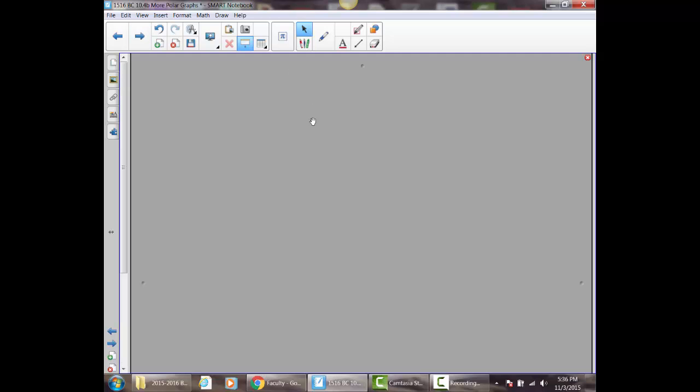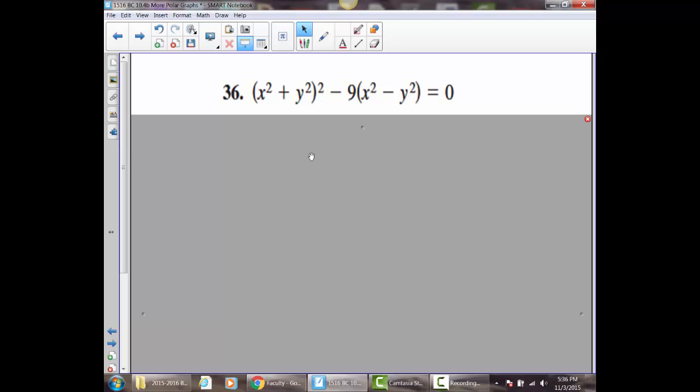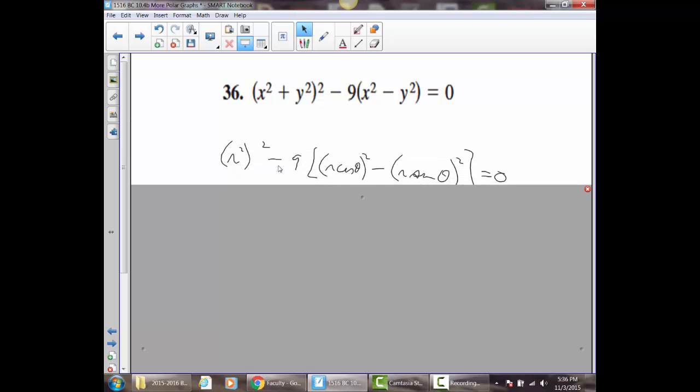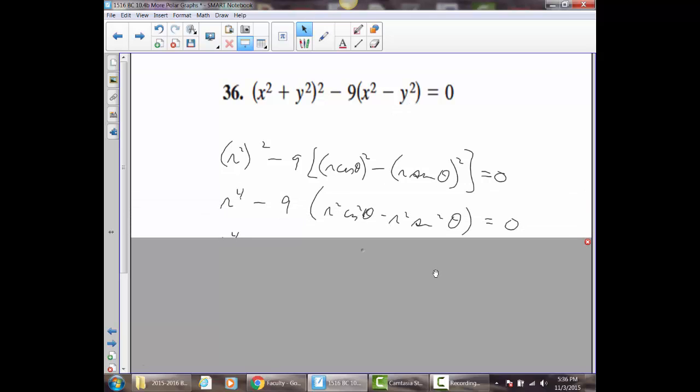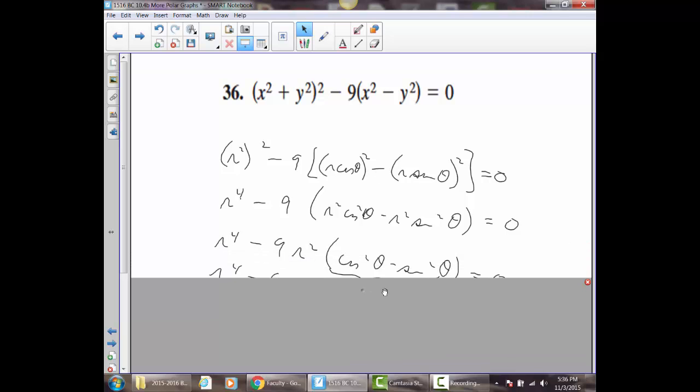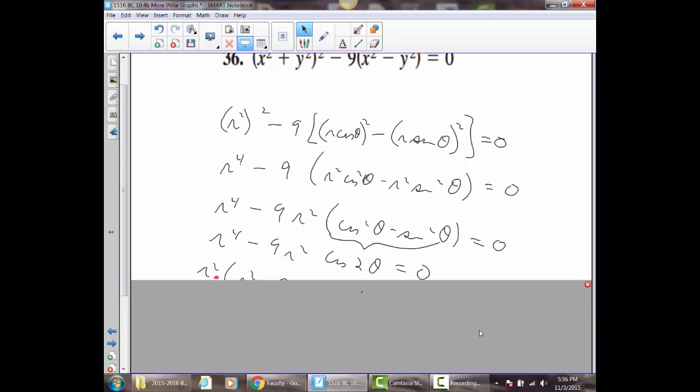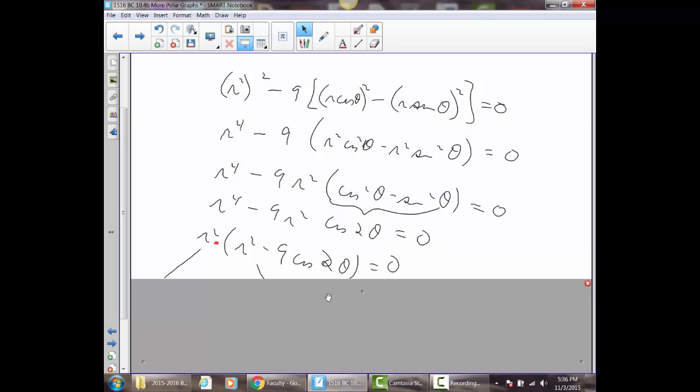Same idea here. We're given a rectangular equation. We want to put it in polar form. Hopefully you'll recognize x squared plus y squared directly as being r squared, minus 9 times x squared minus y squared, and we're going to have to go back to x is r cos theta, y is r sine theta. After that we're prettying it up, square each one, factor out the r squared. If you're observant, you'll remember that cos squared minus sine squared is the cosine of a double angle. Factor out the r squared.